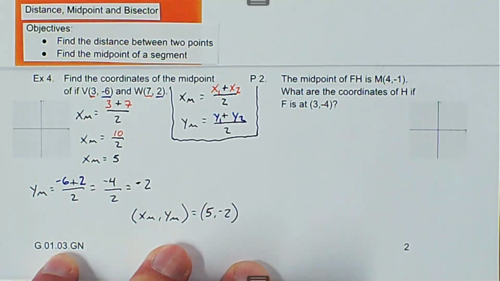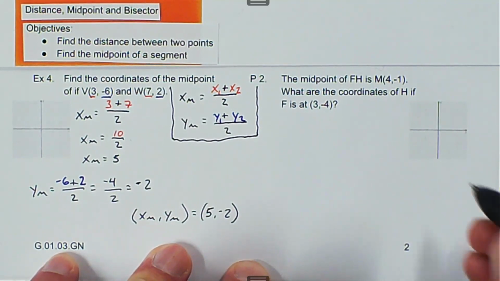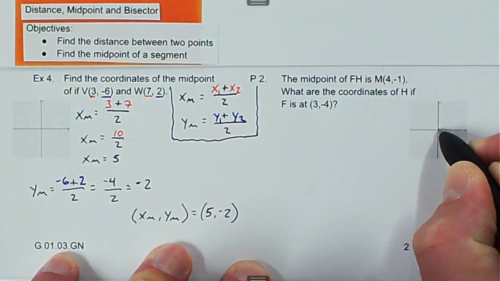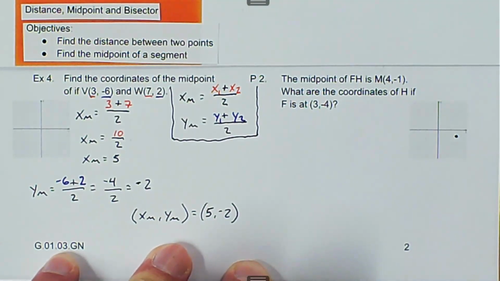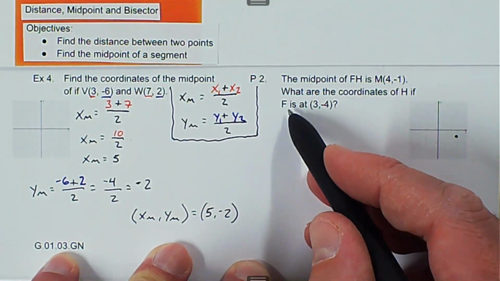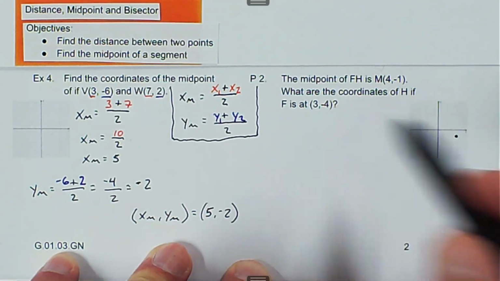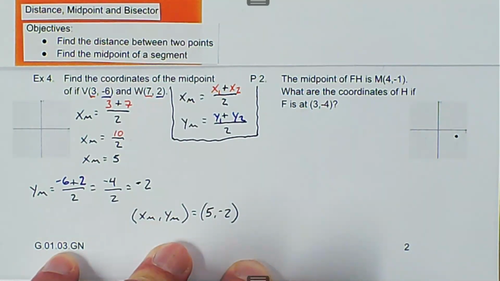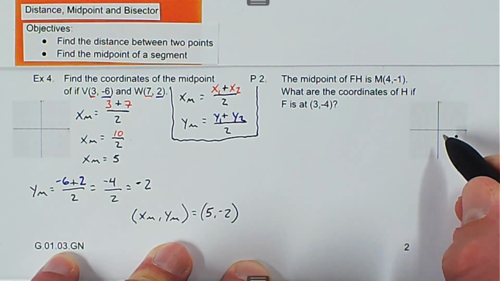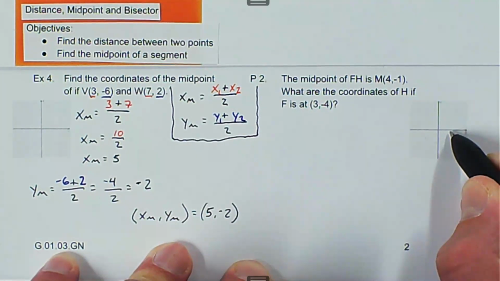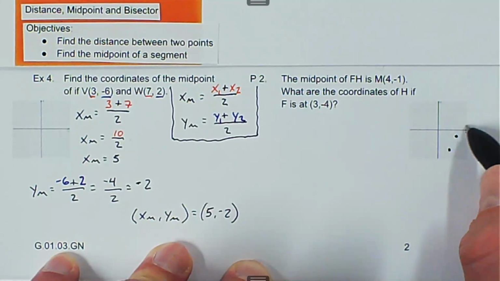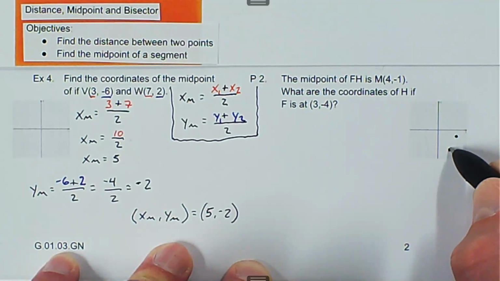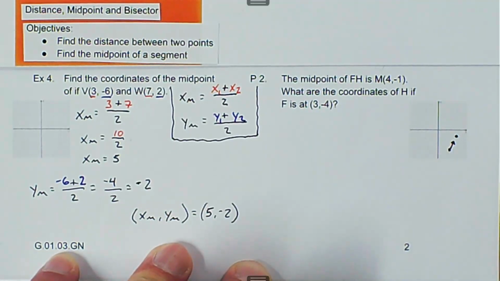So I'm going to graph this just to get a better idea of what's happening here. So M is at 4, -1. 1, 2, 3, 4, -1. We'll say that's right there. And F is at 3, -4. So a little bit down here. So my guess is that the other endpoint is going to be over there. So our line is going to be going this way.